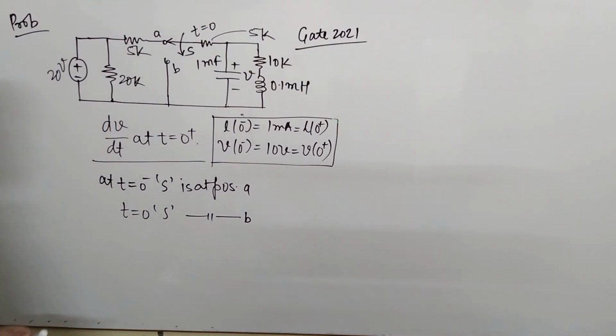Now if you find the circuit condition at t equal to 0, from this circuit itself, please see.